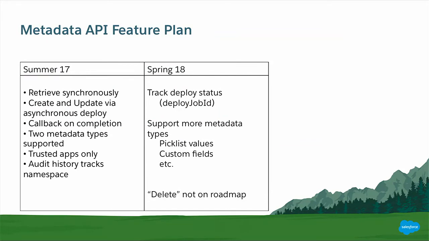So I'll just quickly go through the summary. In the current release, we support 2 metadata types: read synchronously, update asynchronously. You can track audit history. This feature is available for apps that have gone through security review. In the future, you will be able to check the status of your deployment, whether it is complete or not. And also, new metadata types are in the roadmap. Delete is not currently in the roadmap.